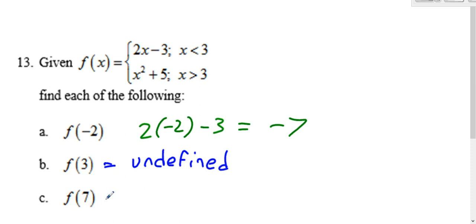And plugging in 7, 7's definitely bigger than 3, so we're plugging into the bottom. 7 squared plus 5, 49, 54.